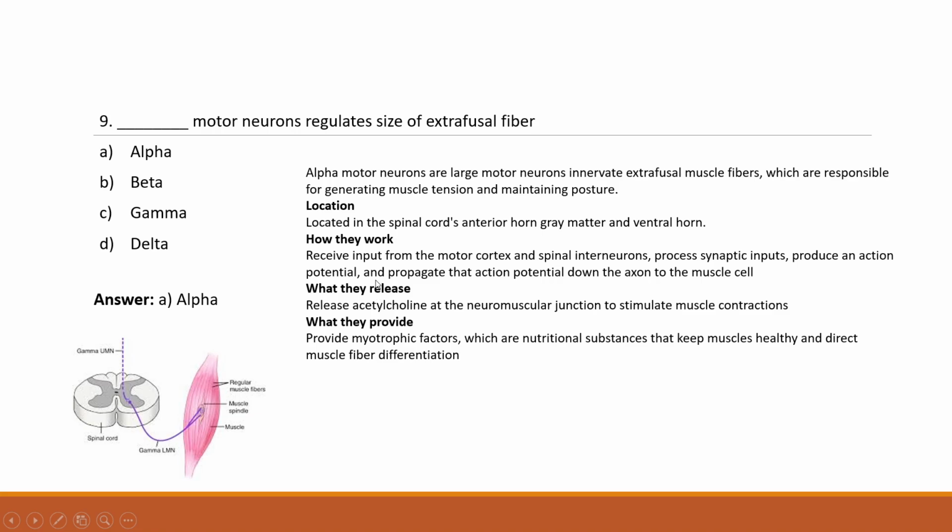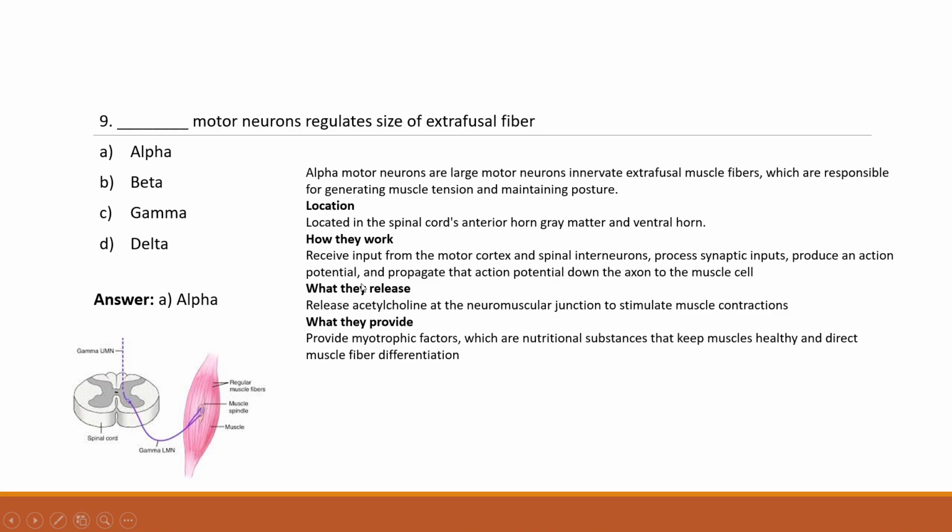Then how do they work? They receive input from your motor cortex. So this will be in your spine, your motor cortex, and the spinal interneurons. So the neurons within your spine and from the cortex will receive your input or your signal, and then also from the synaptic inputs they produce an action potential.